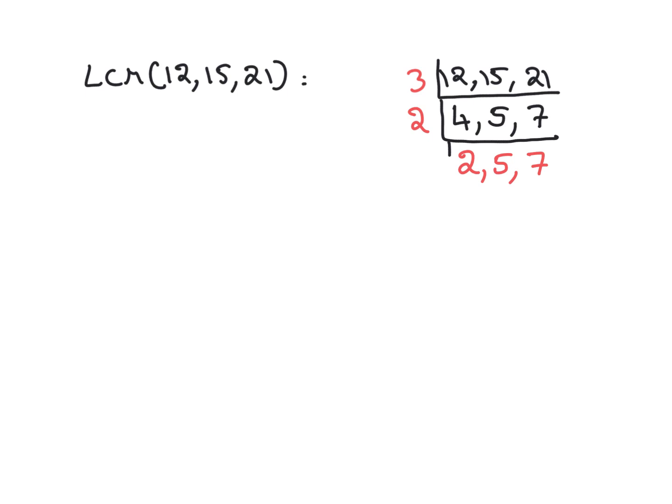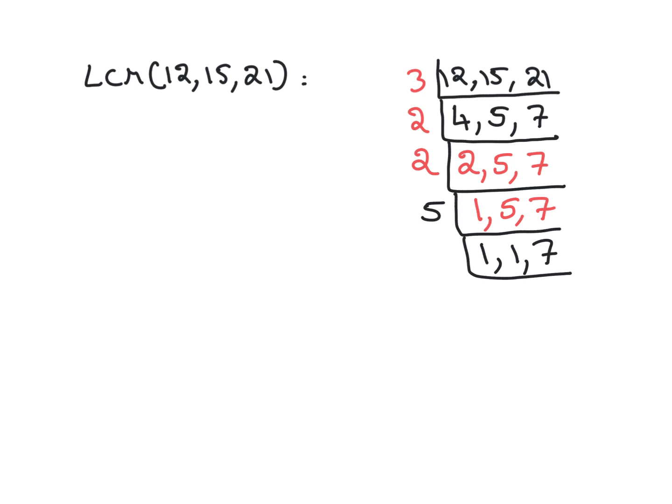Now since all these are prime numbers, obviously we have 2 again. 2 divides 2 one time. 2 cannot divide 5. So we write down 5 as it is. 2 cannot divide 7. So we write down 7 as it is. And then we move on. Same way. 5. 1. 5 divides 5 once. 5 cannot divide 7. So we write down 7. We move on. And 7.